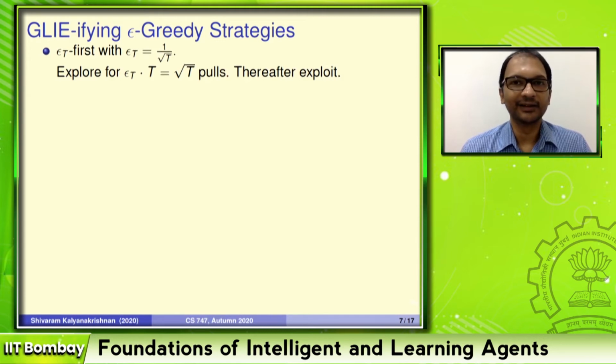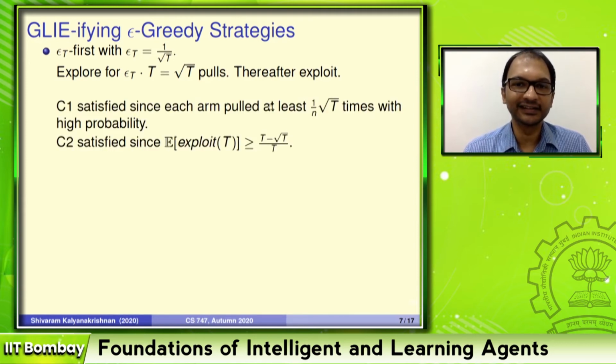Will this algorithm satisfy the GLIE conditions? Well, you can see that it's going to explore infinitely often in the limit, right? Because the number of exploratory pulls is square root T divided by n for each arm, and that goes to infinity as T goes to infinity. But it's also going to be greedy in the limit because the fraction of exploit pulls, which is T minus square root of T divided by T, is going to go to 1 as you take the limit of T going to infinity.